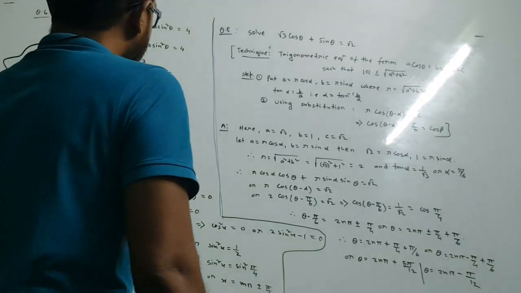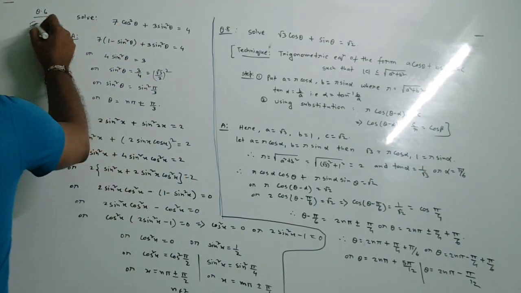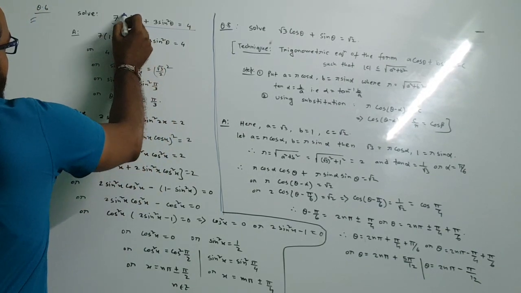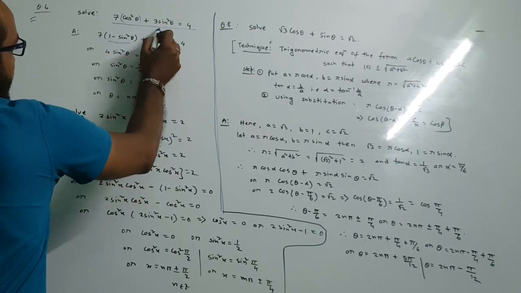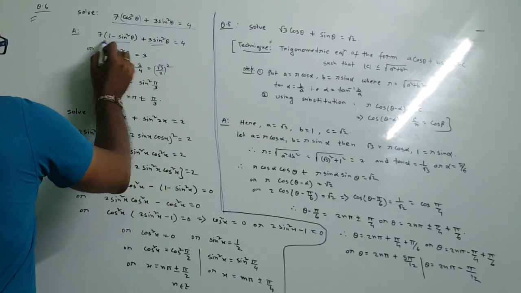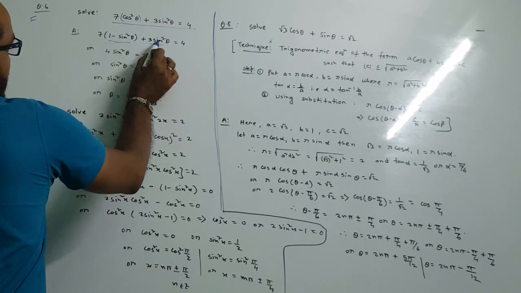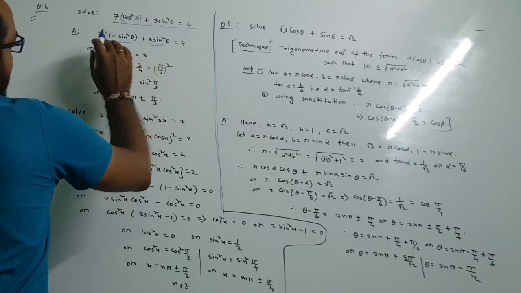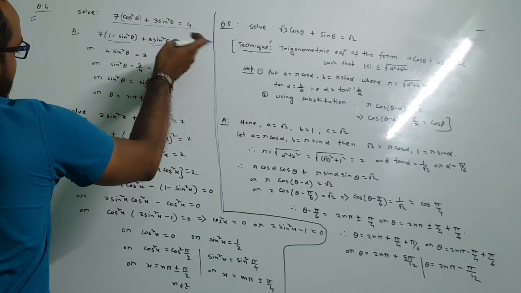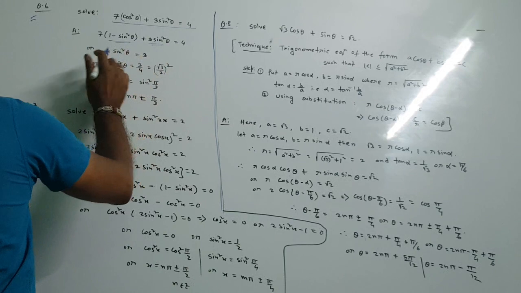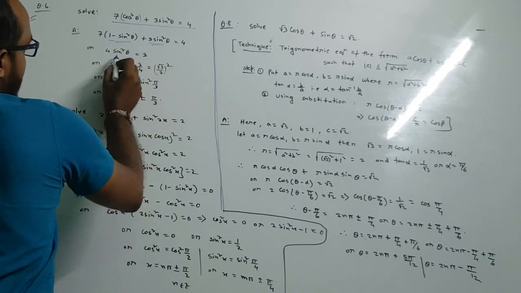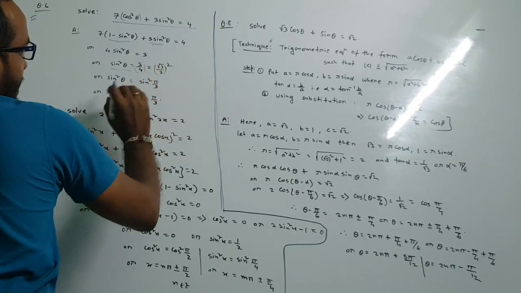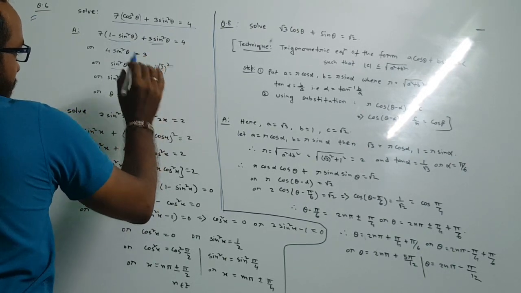Let us see other types of problem. See question number 6. Solve 7 cos square theta plus 3 sin square theta equals 4. So we can write cos square theta as 1 minus sin square theta, so 7 times that plus 3 sin square theta equals 4. So simplify. This is 7 minus 7 sin square theta plus 3 sin square theta. That would be minus 4 sin square theta, and this 7 will go to the right hand side, so it will be minus 3. So minus minus cancel out, so 4 sin square theta equals 3. Sin square theta would be 3 by 4. We can write down 3 by 4 as root 3 by 2 whole square, right? Root 3 square is 3 and 2 square is 4.